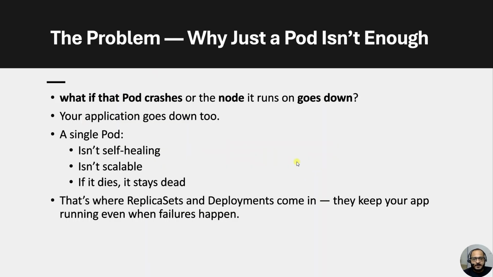Before moving to replica sets and deployments, I have mentioned here one line: why a pod alone is not enough. Why can we not directly use a pod to deploy our applications? When we deploy our application using a pod, we generally get a single instance of our application. So what if that pod crashes, or the node where the pod is running goes down? In that case our application will also be down.